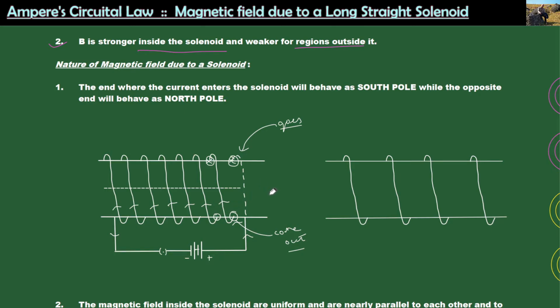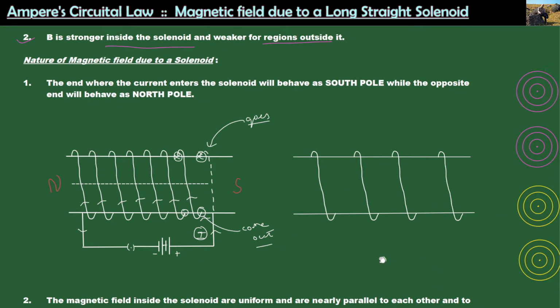So I have told you that the end of the solenoid where the current I is entering will behave as the south pole, and the other end of the solenoid will behave as the north pole. So there will be magnetic field lines.